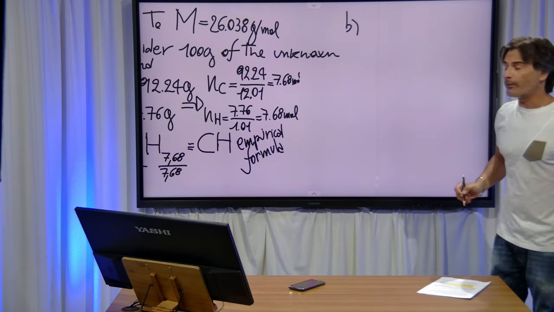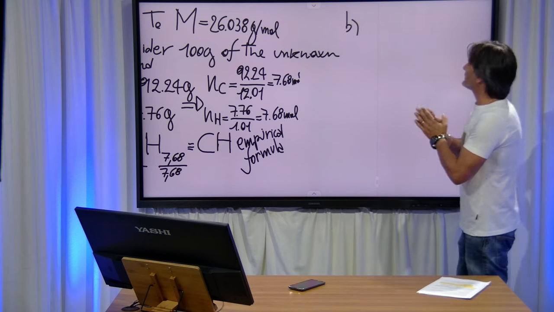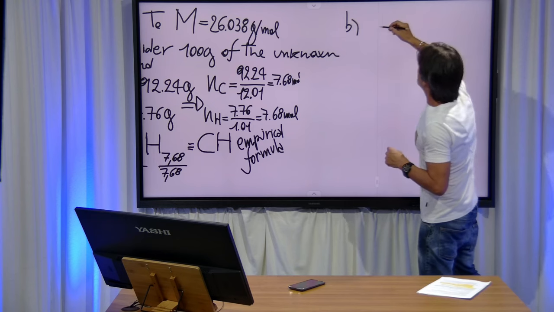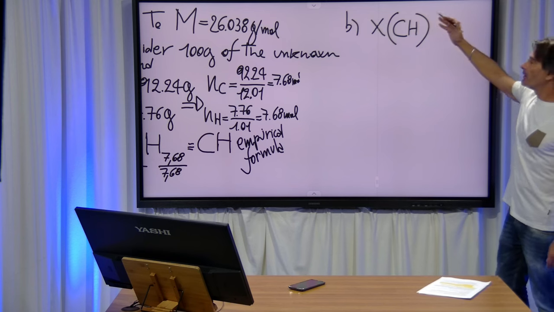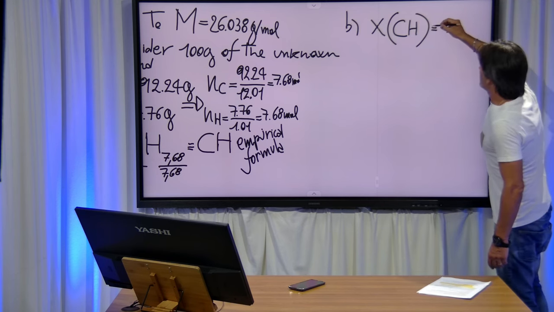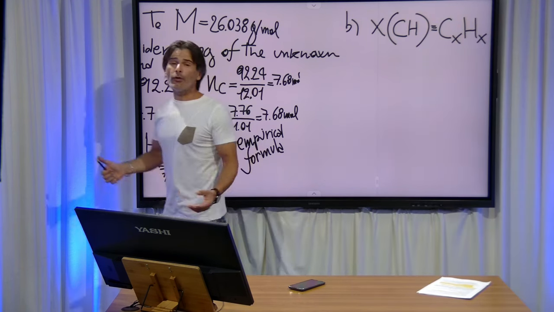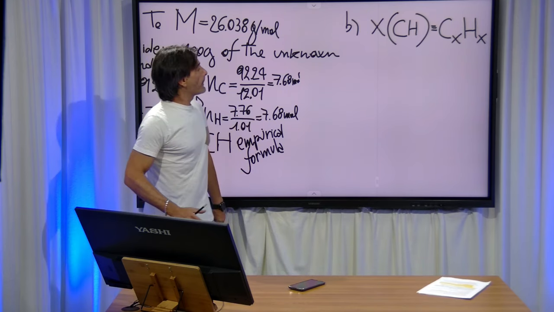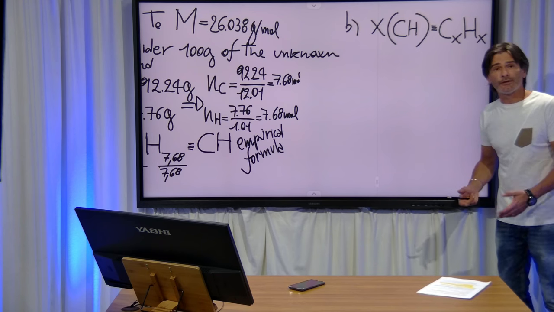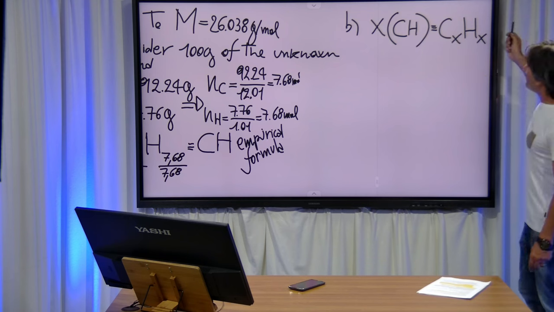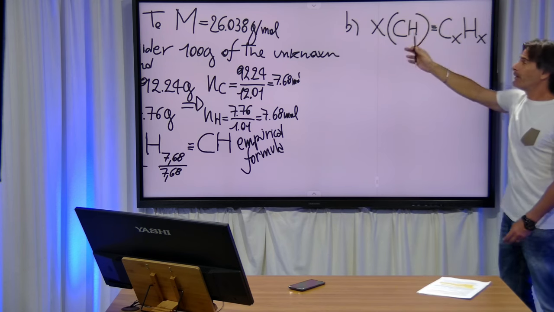So we can answer point B. And we can write that the molecular formula has to have this form, x multiplying the empirical formula. This means x is an unknown whole number, a number that we have to calculate, of course. The molecular formula could have only this form, because this is the form that respects the numerical ratio defined by the empirical formula.